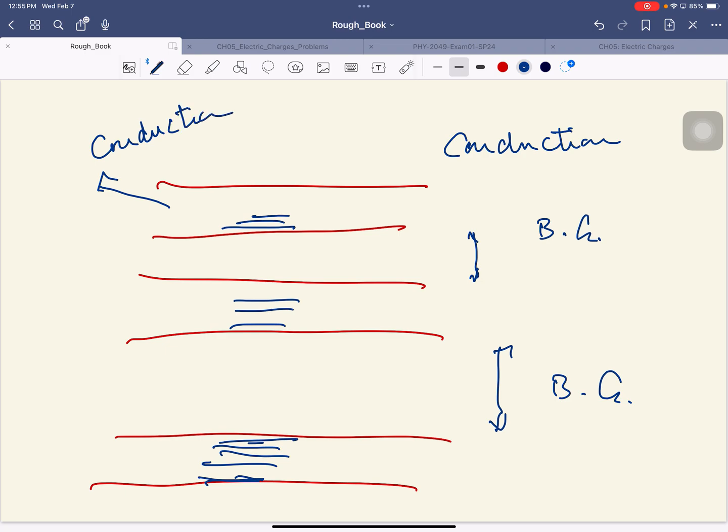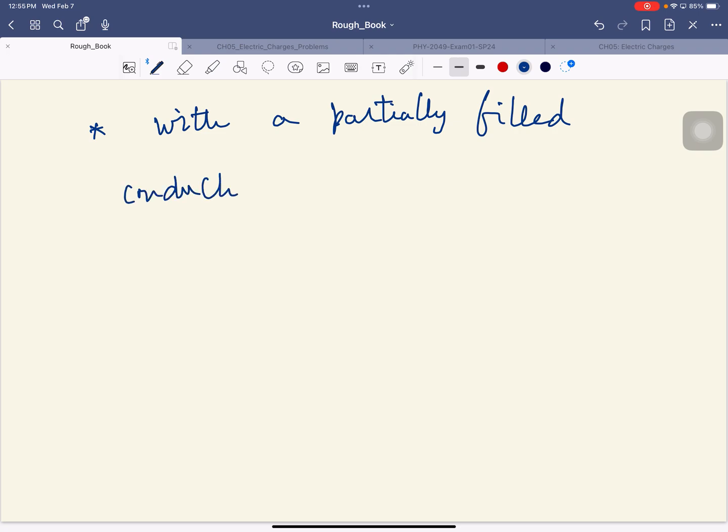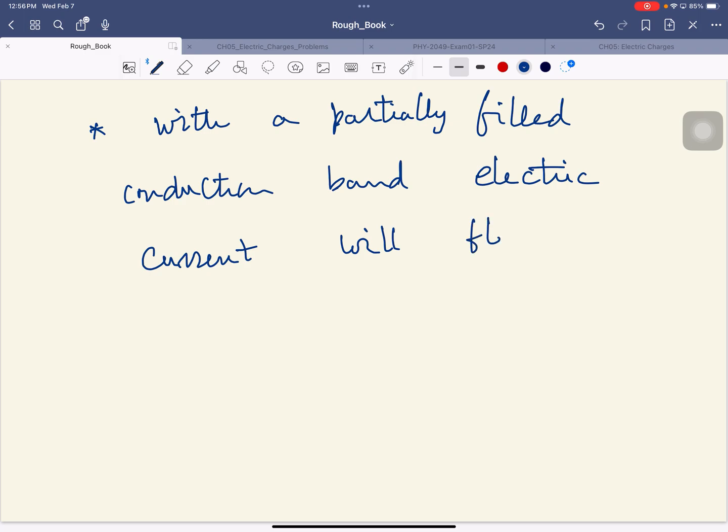Okay, so with the partially filled conduction band, electric current can be conducted, will flow through the material.